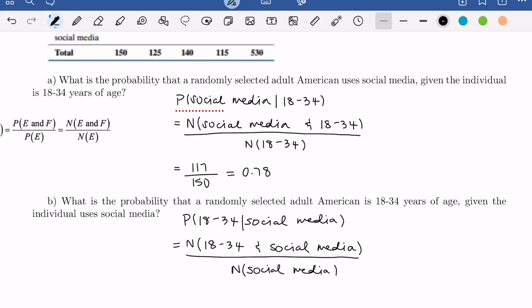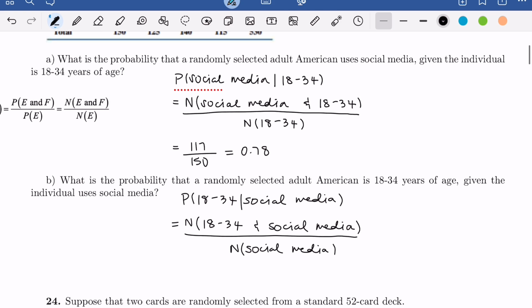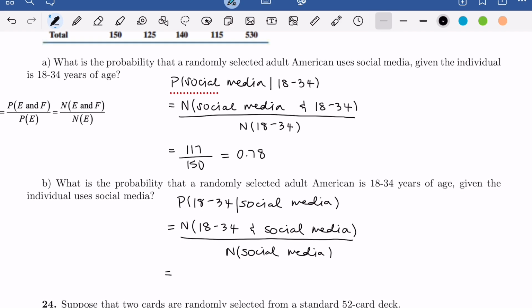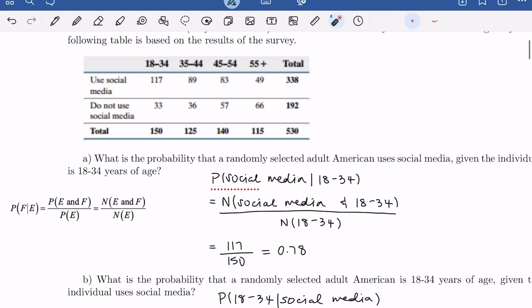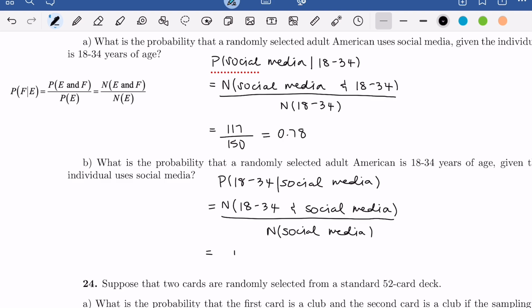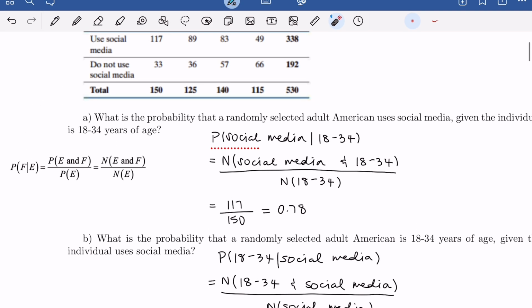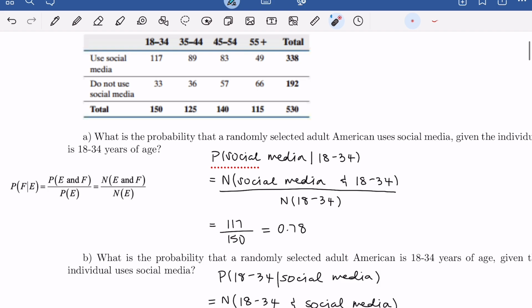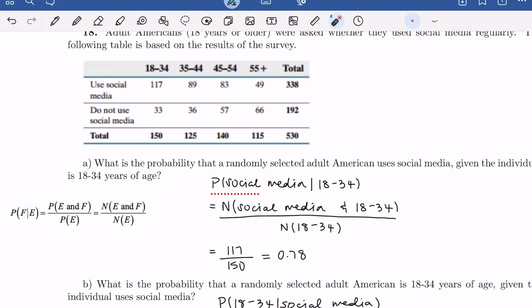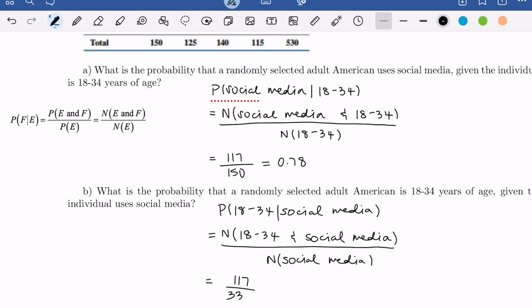In this case, remember our events E and F are swapped from part A. So the number of people who are in this age range and use social media is going to be the same that we saw in part A here. That's going to be this 117. But our total in this denominator here is going to be different. We're looking at the total number of people who use social media. So we're going to look at this column here in this table and look at this total. So it's going to be 338. Dividing these, we're going to get approximately 0.346 as our conditional probability.